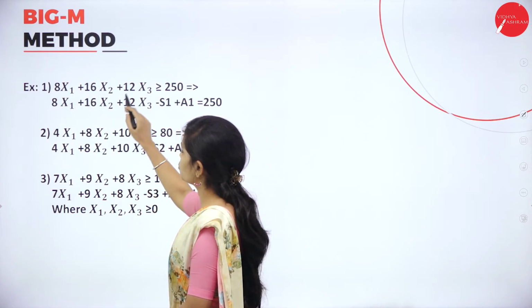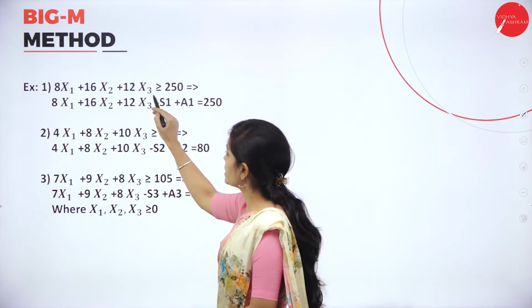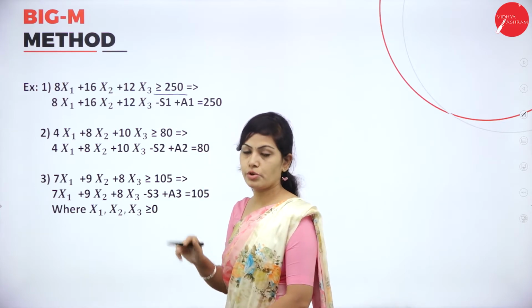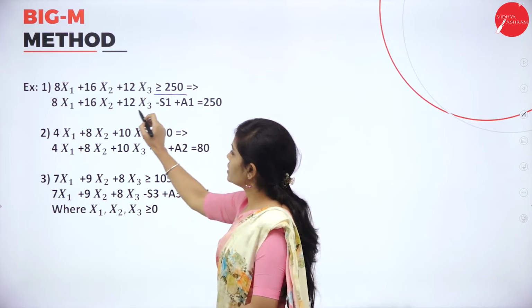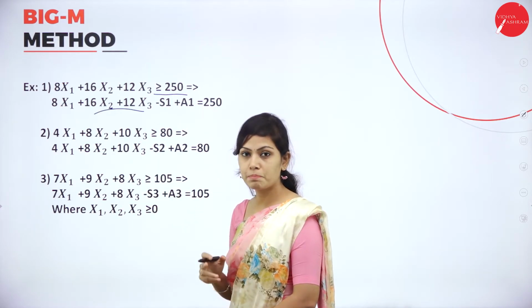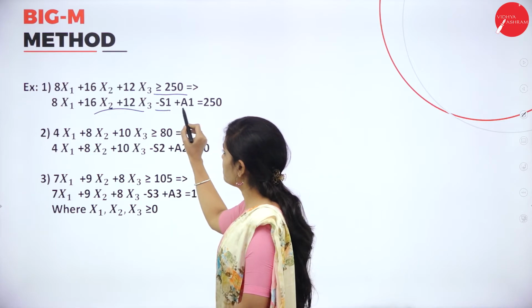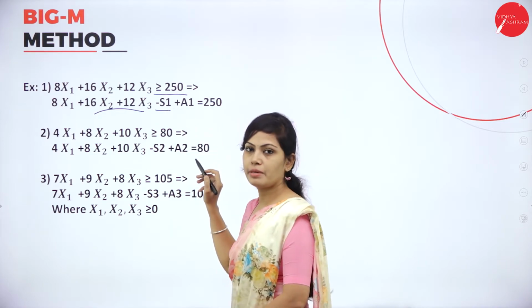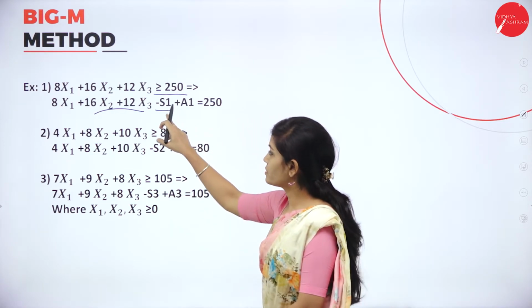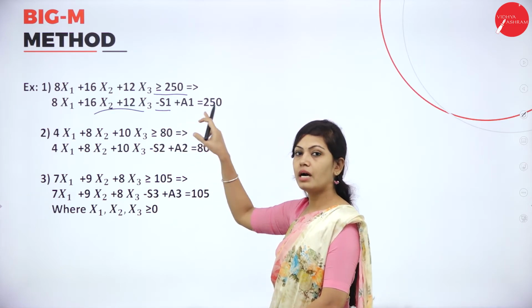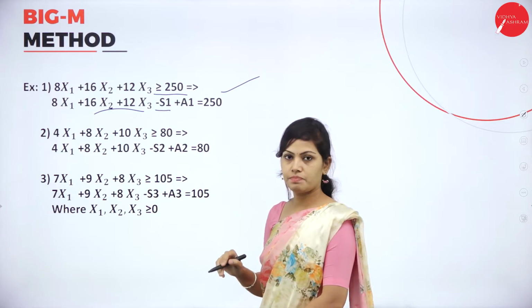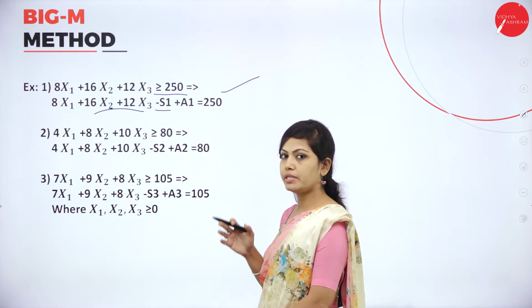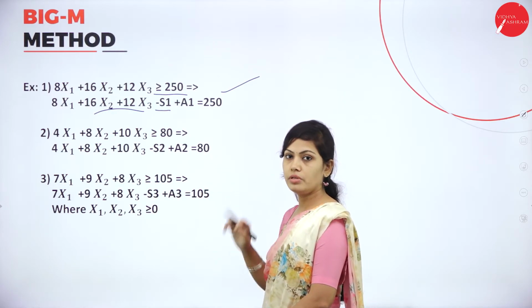8x1 plus 16x2 plus 12x3 greater than or equal to 250. So, here we have a greater than or equal to constraint. What you should do is, for this constraint, subtract the surplus variable S1 and add the artificial variable A1. This is the first constraint. I have converted this into standard form.